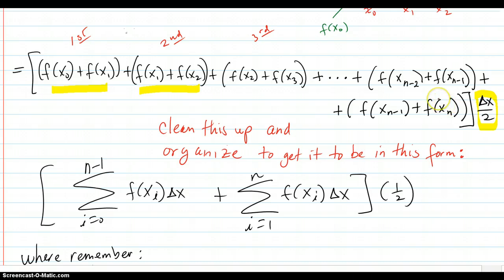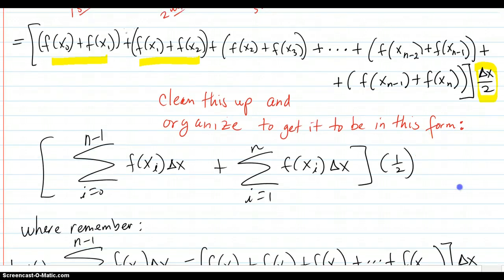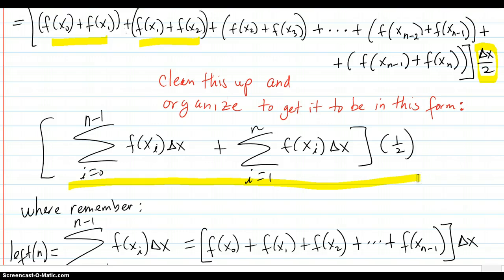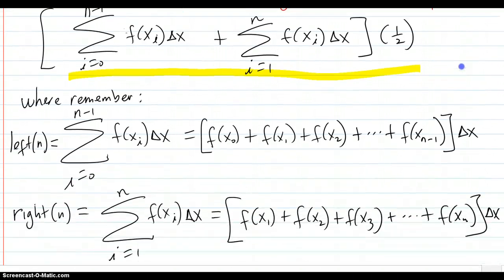Okay, then you're going to clean this up because there's some things that can be simplified in there, and organize it and try to get it into this form here, which is the average of the left and the right. Okay, so how are you going to do that?